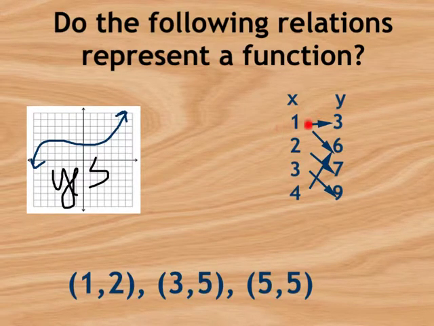Over here, remember each input can only have one output. 2 only goes to 7. 3 only goes to 9. 4 only goes to 6. 1, however, goes to both 3 and 6. That means it has 2 outputs. So no, that one is not a function.